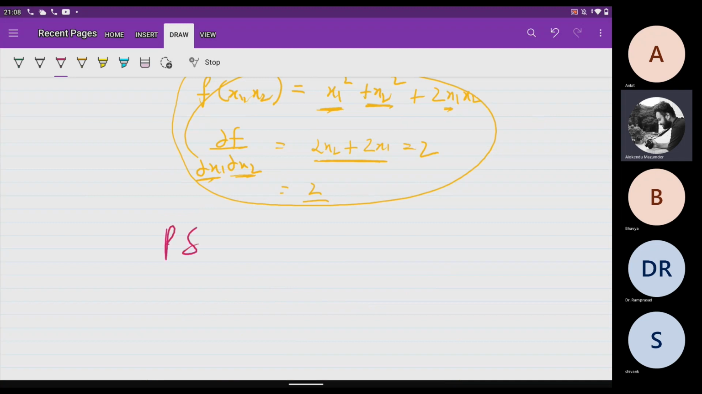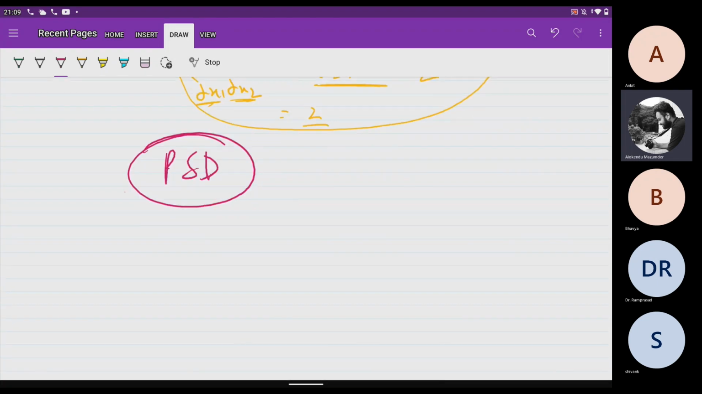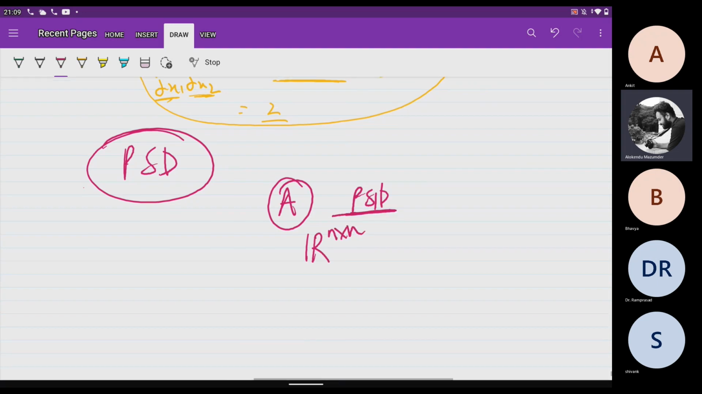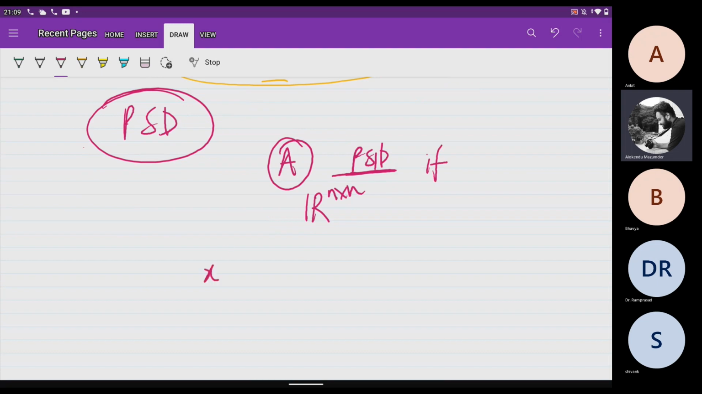So you guys know about positive semi-definiteness of a matrix, PSD. What is known as PSD? What is a positive semi-definite matrix? A matrix A is called positive semi-definite. Let's say this matrix is an n cross n matrix. It's called positive semi-definite if x transpose Ax is greater than or equal to 0 for all x in n-dimensional space.